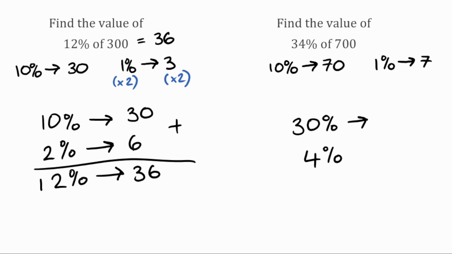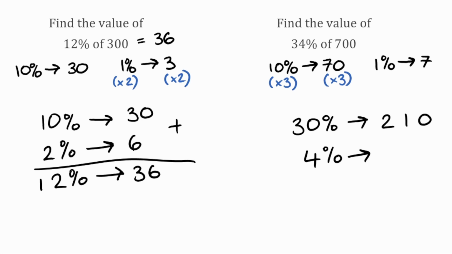So now we need to find what these are. Well, first of all, we need to find 30%. Well, we know 10%, so to find 30%, all we need to do is multiply this by 3. So because we've done that on the left, we must also do that on the right. So we'd have 70 multiplied by 3. That would actually give us 210.